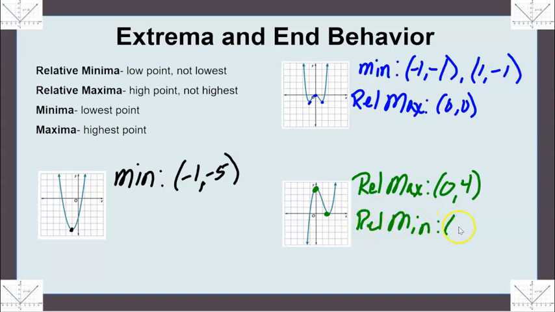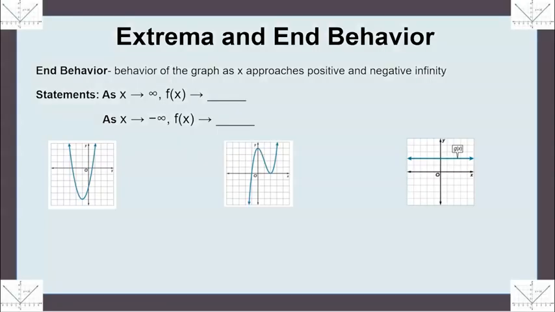And the relative minimum would be an x coordinate of 2 and a y value of 0. So that's how you can find the extrema, which means the highest or lowest point in the graph. The next part is going to be looking at the end behavior. The end behavior is referring to the behavior of the graph as x approaches positive and negative infinity.